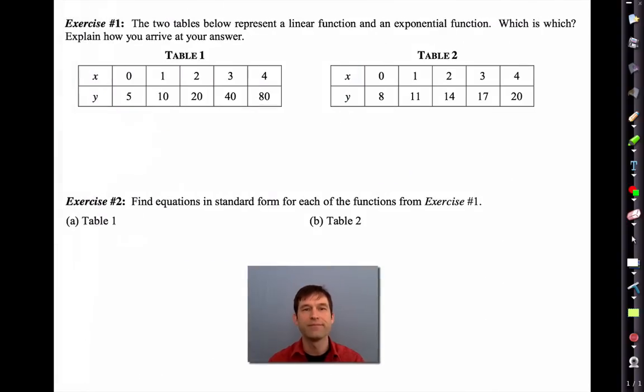So let's do it. All right, in exercise number 1, we've got two tables. We have to be able to deal with functions that come in tables. And in this problem, one of the tables represents a linear function and one represents an exponential function, and we want to figure out which is which. So here's what I'd like you to do. Pause the video right now and look at what the y values in these tables are doing. What's the pattern that you see? And then think about whether that pattern indicates a linear pattern or an exponential pattern. Pause the video now.